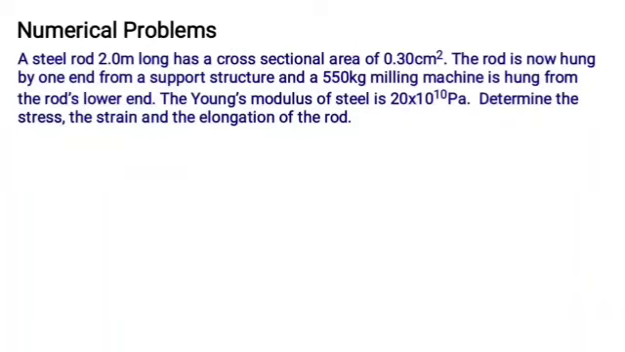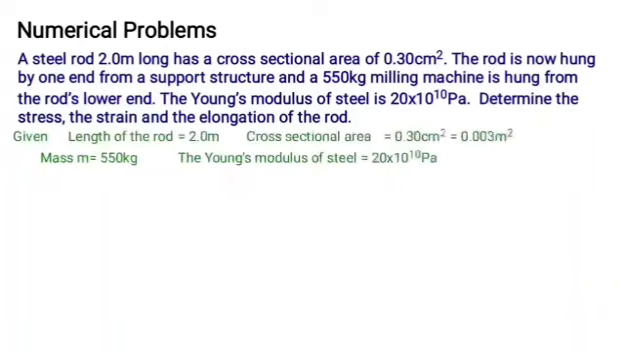First problem. A steel rod 2 meter long has a cross-sectional area of 0.3 centimeter square. The rod is now hung by one end from a support structure and a 550 kg milling machine is hung from the rod's lower end. The Young's modulus of steel is 20 into 10 to power 10 Pascal. Determine the stress, the strain and elongation of the rod.